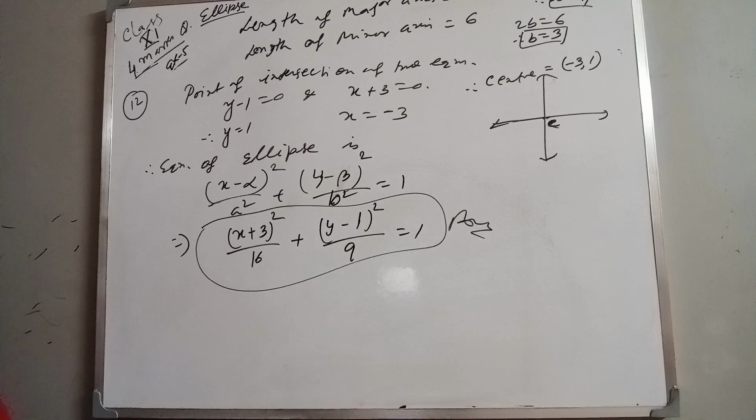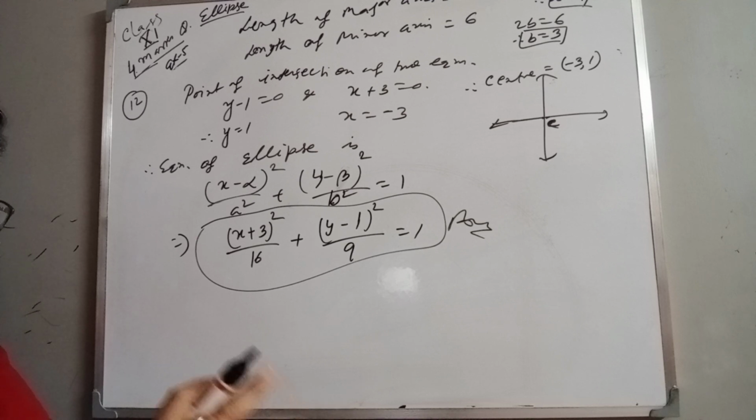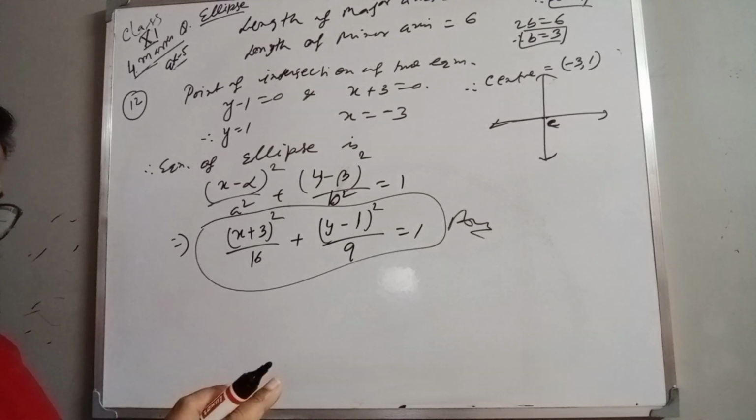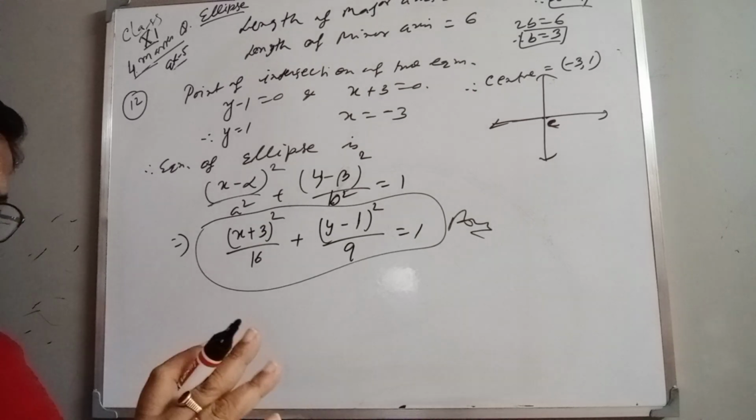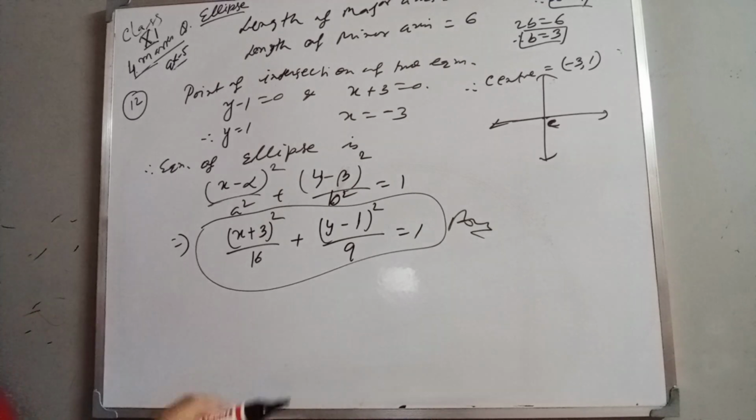Now next is sum number 14. Prove that SP plus S dashed P equals 20 for the ellipse x squared by 100 plus y squared by 36 equals 1, where S and S dashed are two foci of the ellipse and P is any point on the ellipse. That we have to prove.